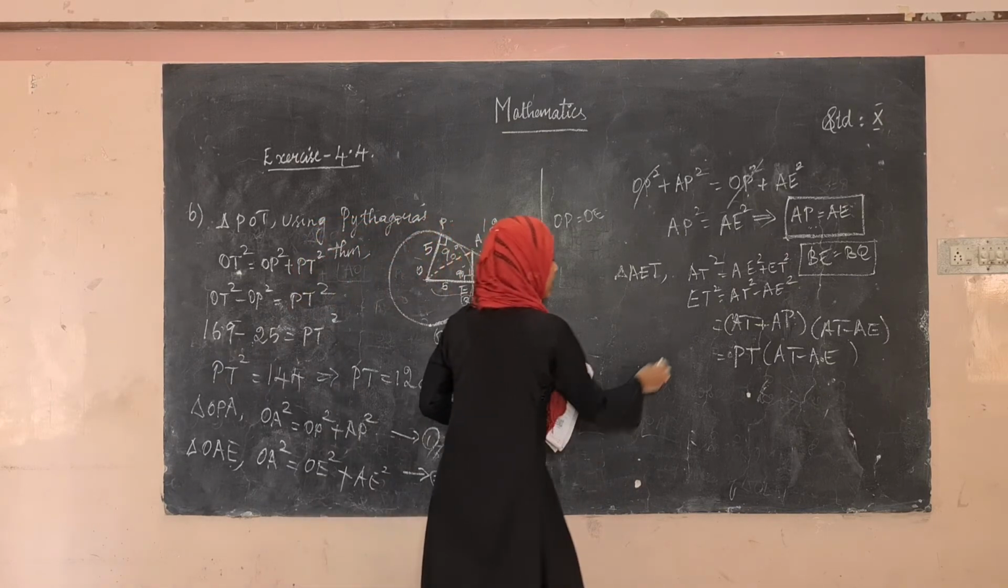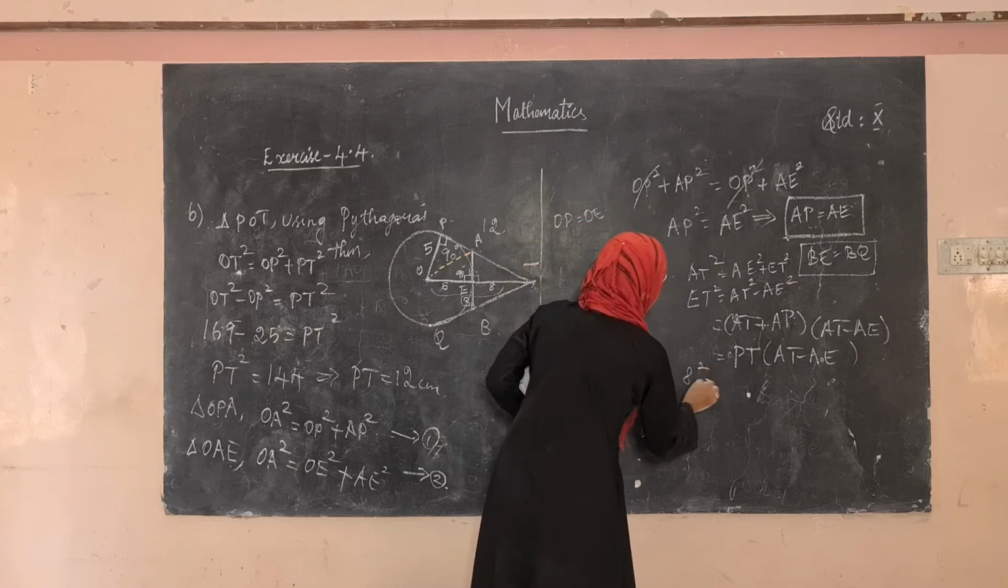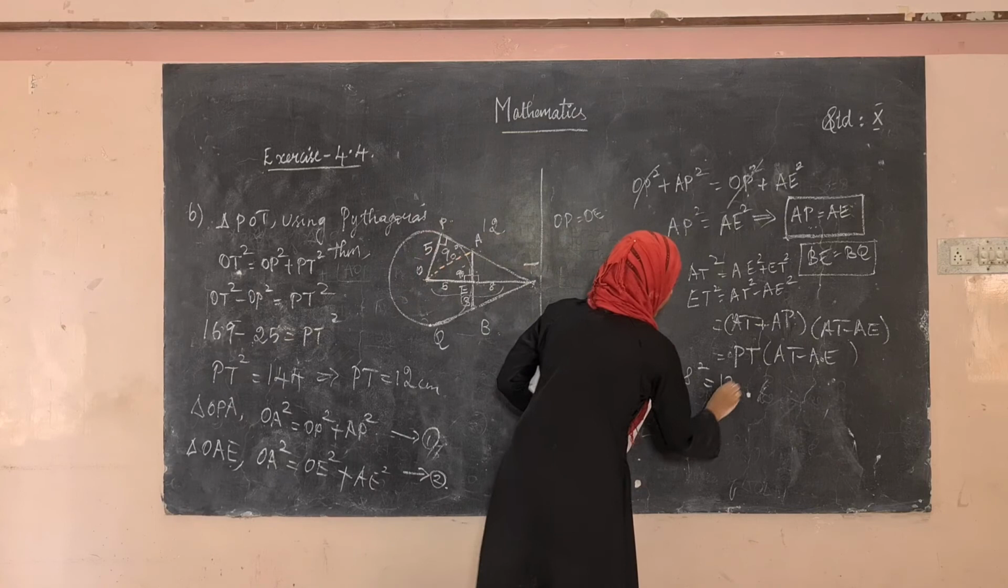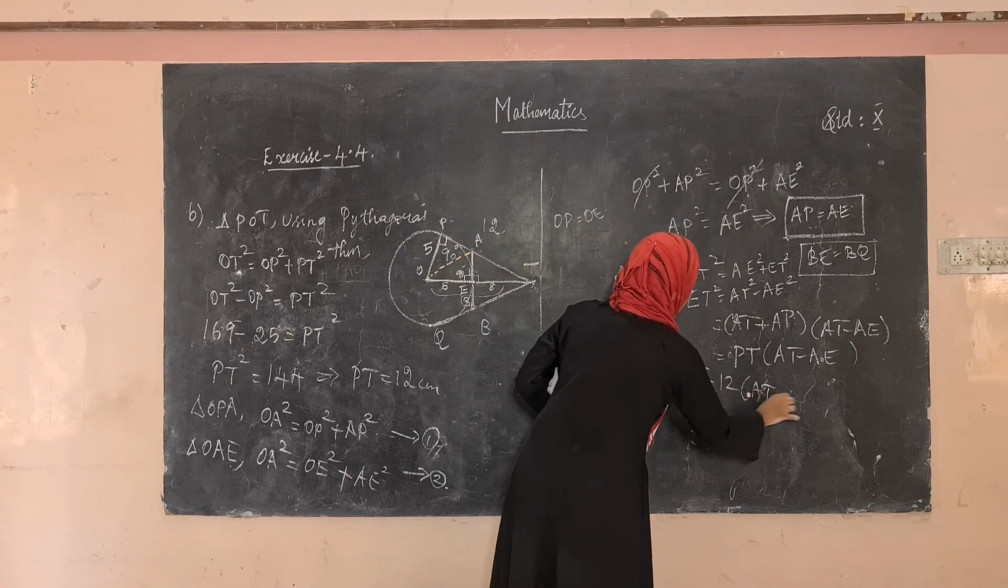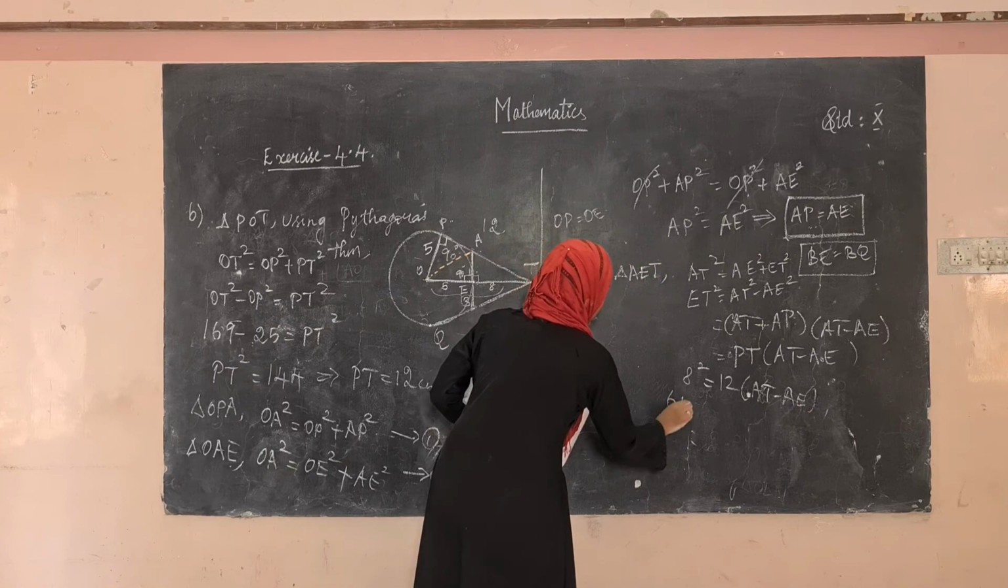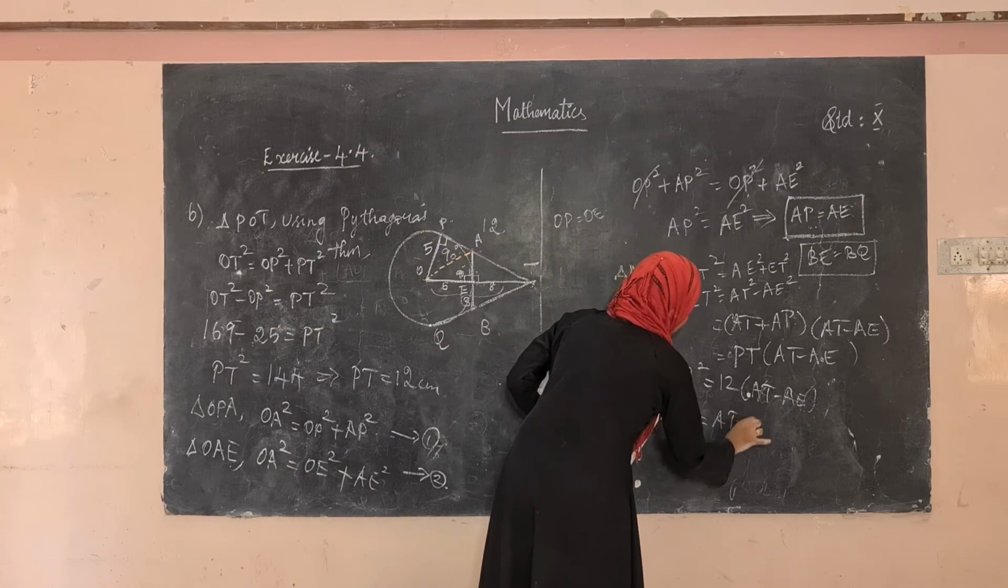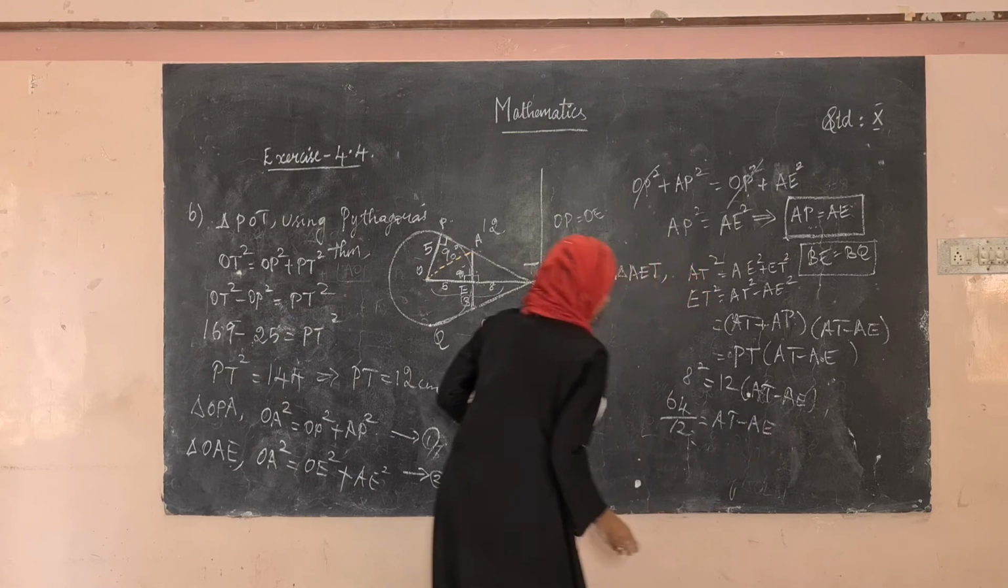So ET square is 8 square, equal to PT into AT minus AE. What is PT? PT's value is 12. So 12 into AT minus AE. 64 divided by 12 is equal to AT minus AE.